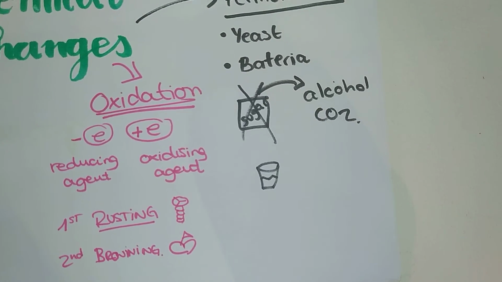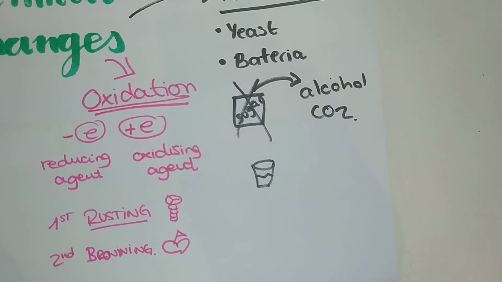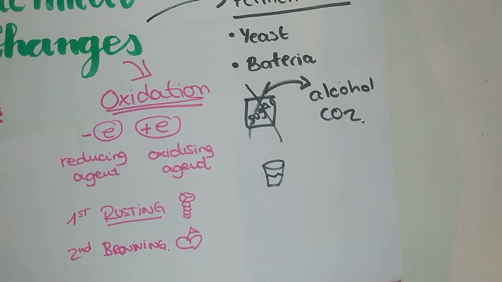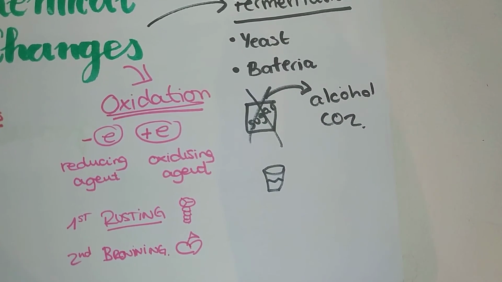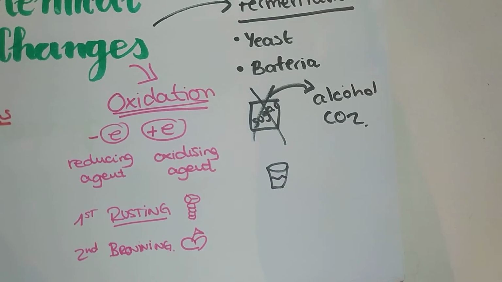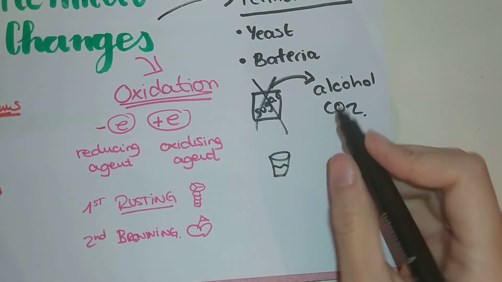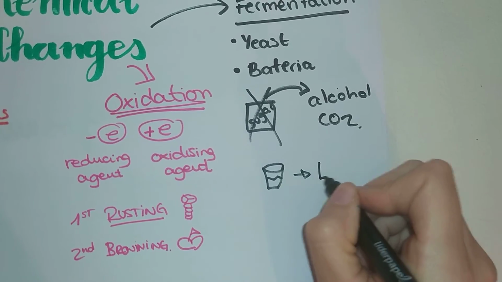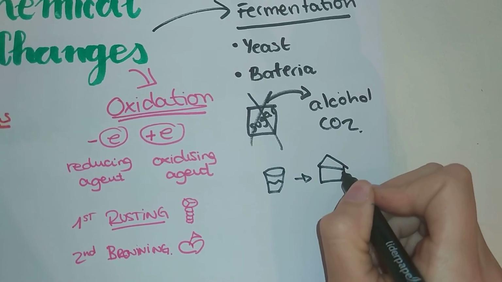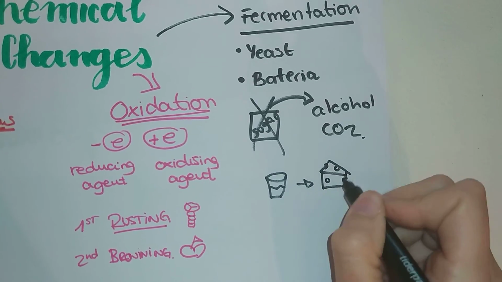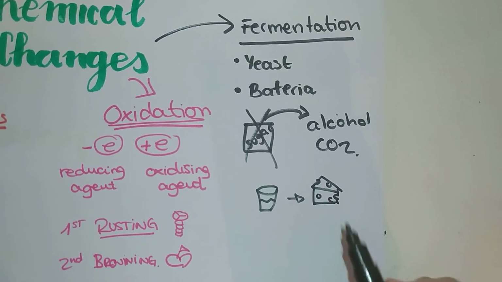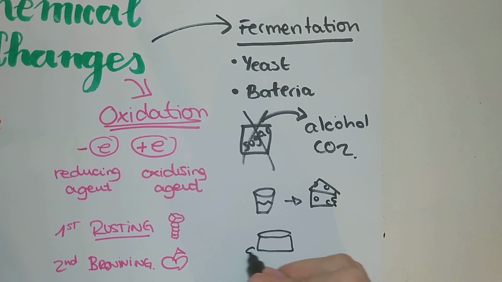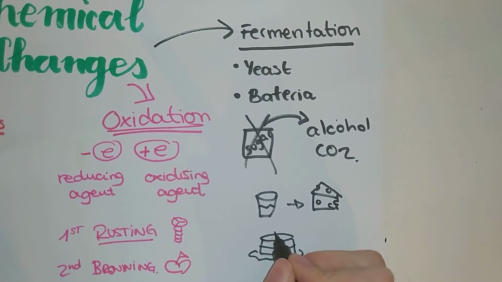With the milk, fresh milk contains bacteria and lactose. When the bacteria consume the lactose, they turn them into lactic acid. And if we add more bacteria to this fermented milk, it coagulates and forms cheese. So thanks to fermentation, we can have cheese, milk. We can also bake cakes.